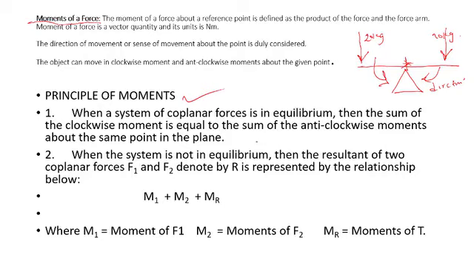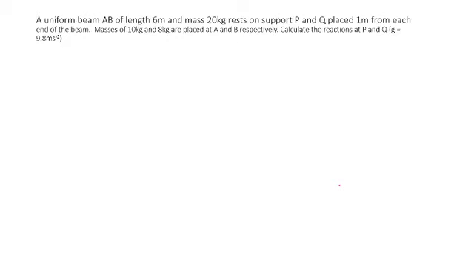Now, when the system is not in equilibrium, then the resultant of the coplanar forces F1, F2 and F3 is represented by the relation below, where M1 is the moment of F1, M2 the moment of F2, and M3 the moment of F3. Now let's try this and round up with it.